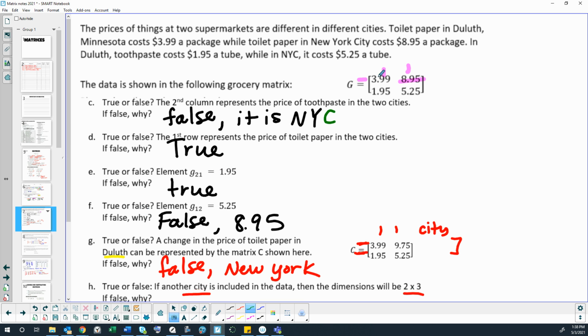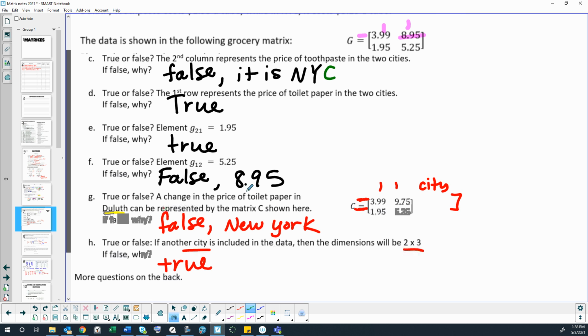True or false? Element G1, 2, is that 525? So G1, 2 is the one I've marked here in purple. That's actually 895, so that answer is false. And it would be this one I've marked in purple highlight, 895.